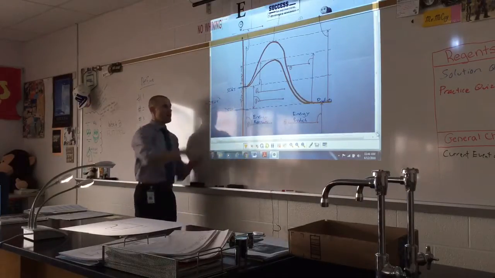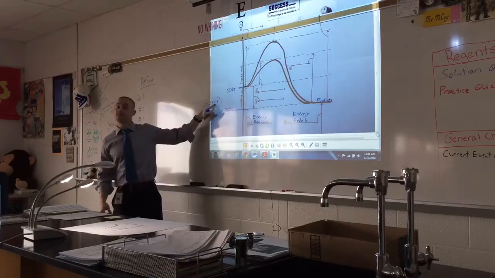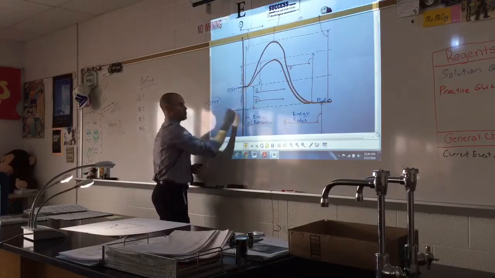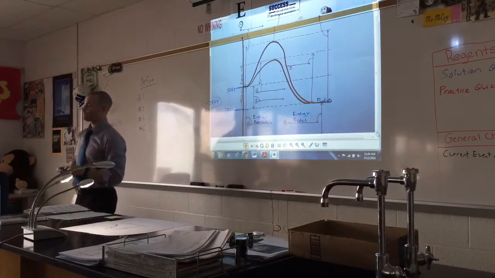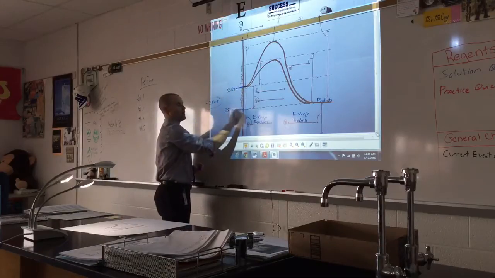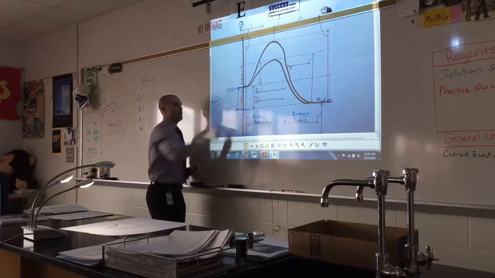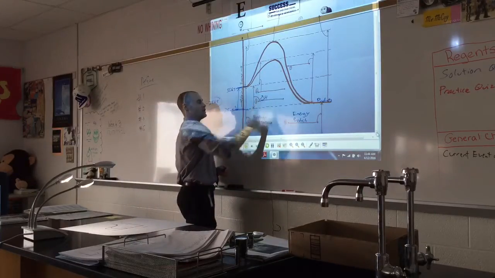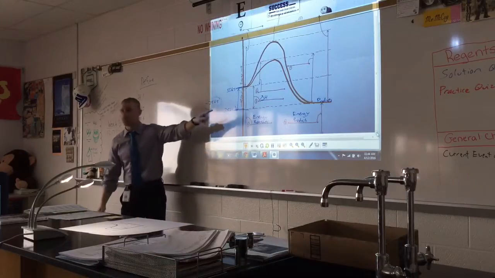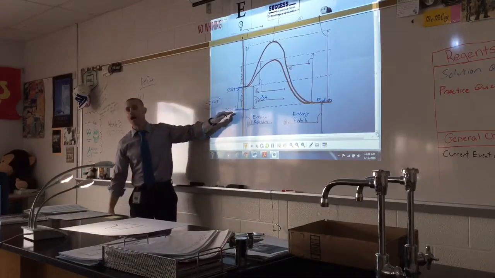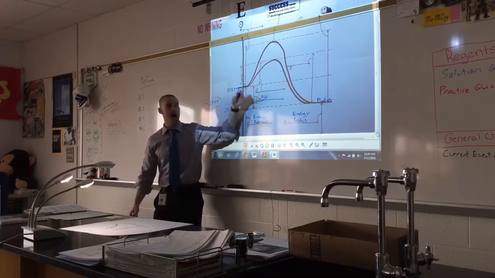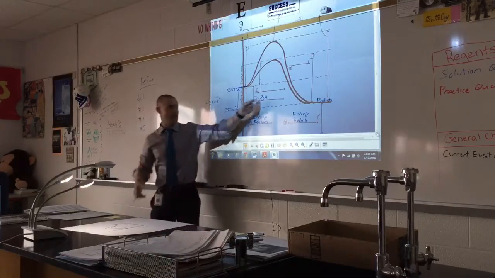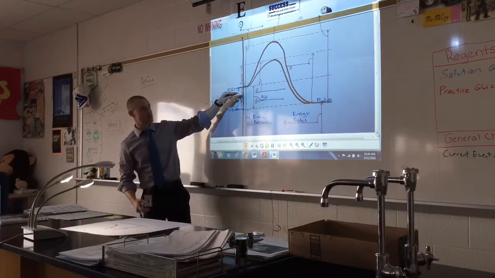Now, while we're here, what number tells me the difference in energy? What's the difference between 50 and 25? What number marks that segment? 3. What's 3 called? Delta H. That's the heat of reaction for this reaction. If we label 50 and 25, our heat of reaction, how much heat it either gives off or absorbs, would be negative 25. That's the delta H. It's always between your reactants and products.